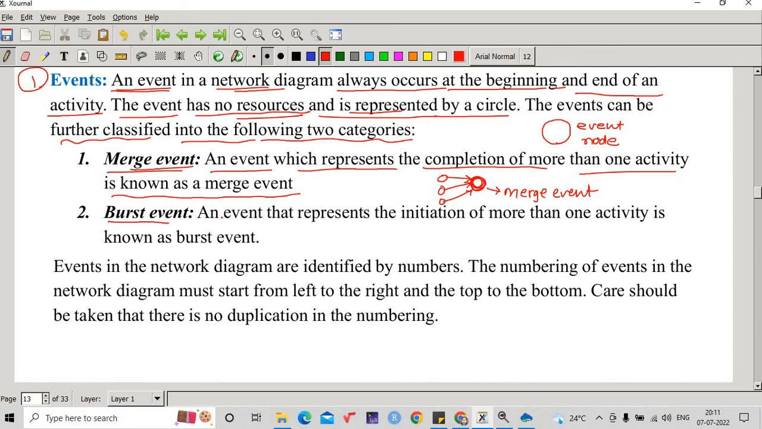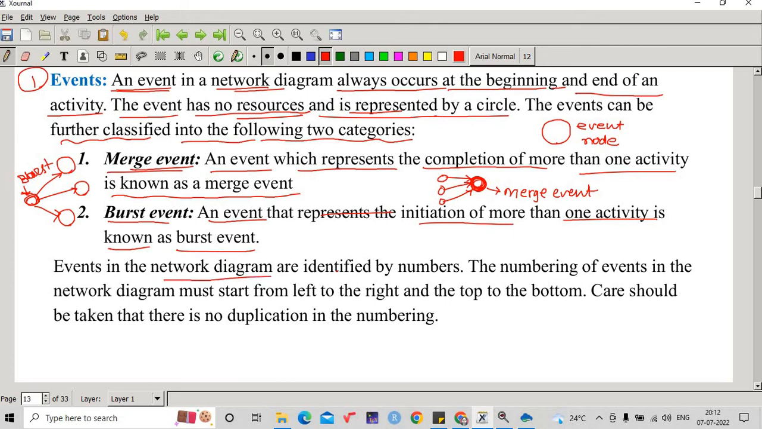Burst event, second one. An event that represents the initiation of more than one activity is known as burst event. Again, one example we can consider here. Suppose I am having one event, and from this event different activities are initiated and reaching to more than one event. So this is called as the burst event. So this event is burst event and this event is merge event.